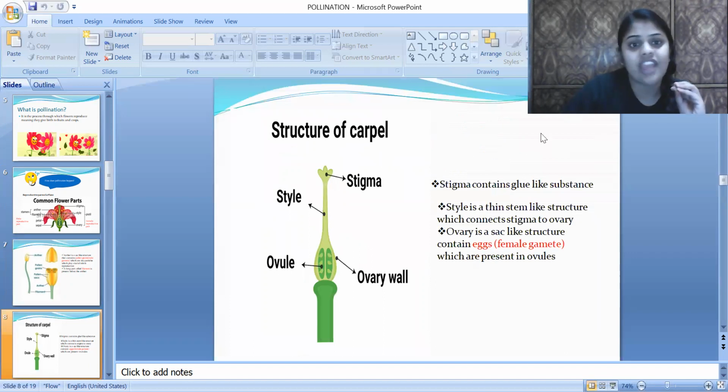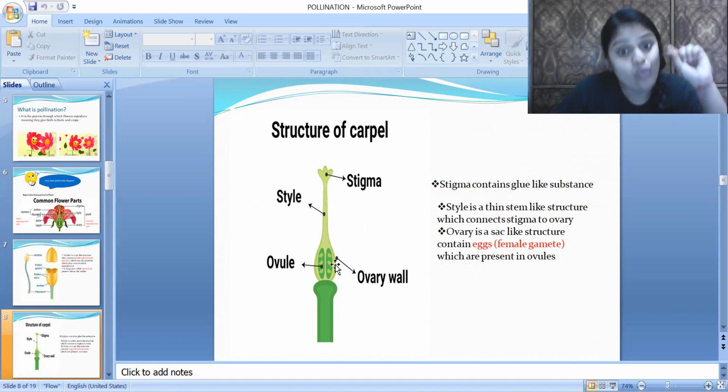Next we move toward the structure of the carpel or pistil. Both words are the same, so don't get confused with carpel and pistil. Both words are used for the female reproductive part. The carpel consists of the stigma, style, and the ovary. The stigma contains a glue-like substance, and the style is a stem-like structure which connects the stigma with the ovary. The ovary is a sac-like structure which contains ovules in it.